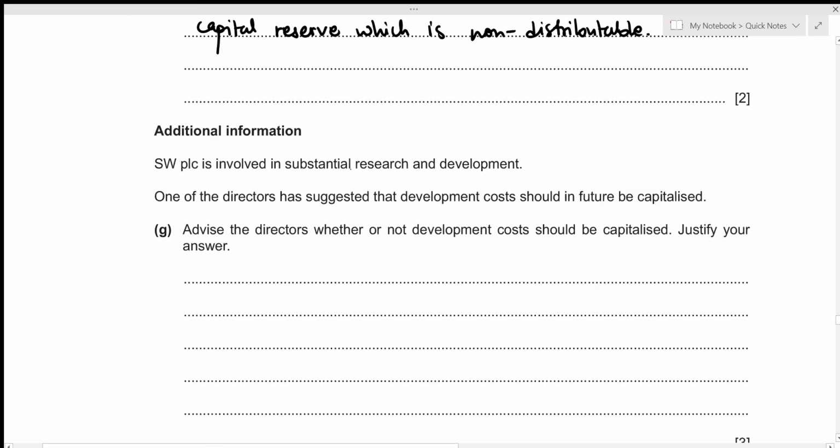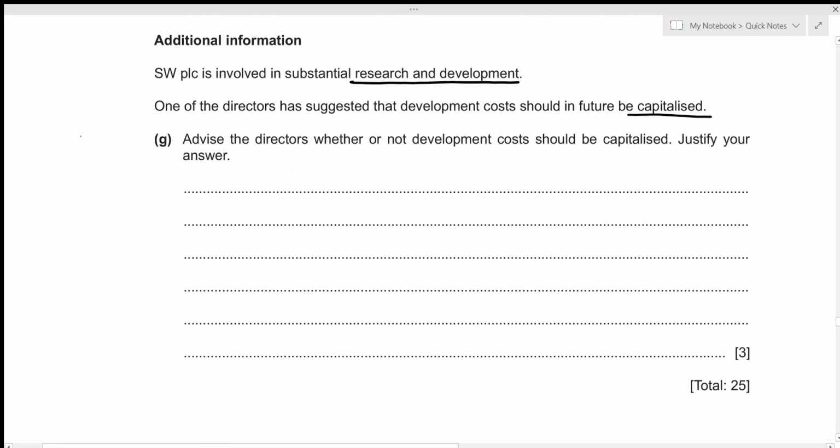SWPLC is involved in substantial research and development. One of the directors has suggested that the development cost should in future be capitalized. Alright, whenever we're talking about any cost to be capitalized, it actually relates to IAS 38, which is of intangible assets, right? Now, we need to advise the directors whether or not the development cost should be capitalized, and we also need to justify our answer. As I said before, this always relates to IAS 38, which is intangible assets, and it states that the development cost should only be capitalized if the directors can demonstrate that the result of the development is an asset which can be sold. Let's write it down.